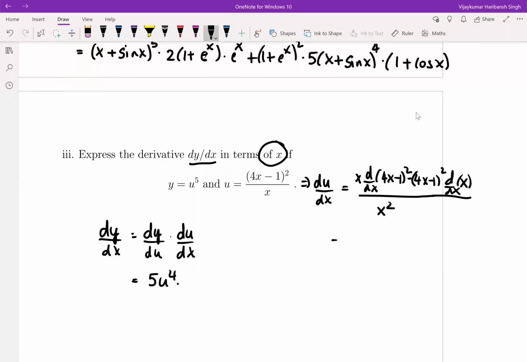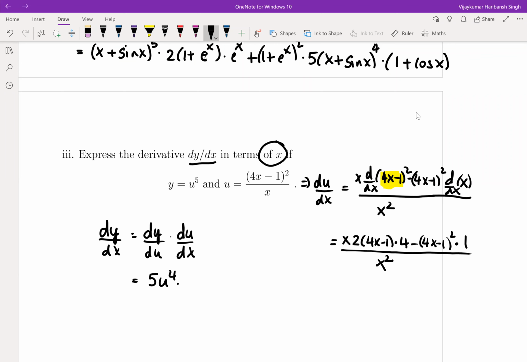So what do you get out of this? So we get x times the derivative of x squared, which is 2x, right? So the derivative of this is going to be 2 times (4x minus 1) multiplied by the derivative of the inside. I'm going to do it on the fly. So this is going to be times 4, minus (4x minus 1) squared times the derivative of x, which is 1. The whole thing divided by x squared.